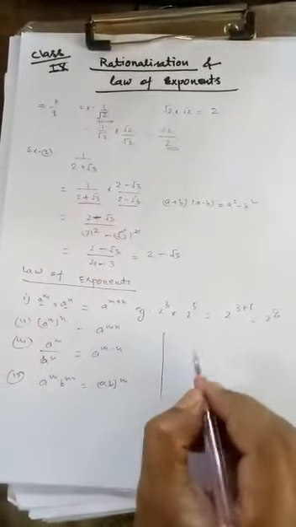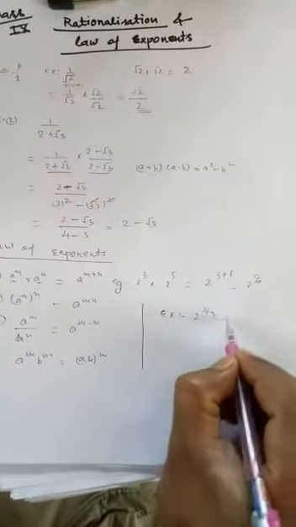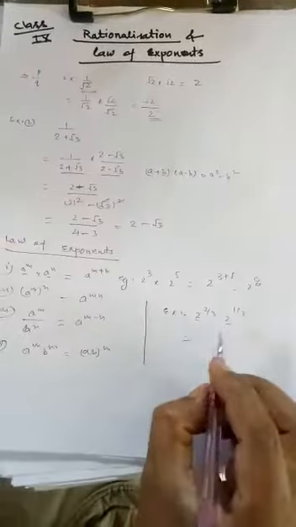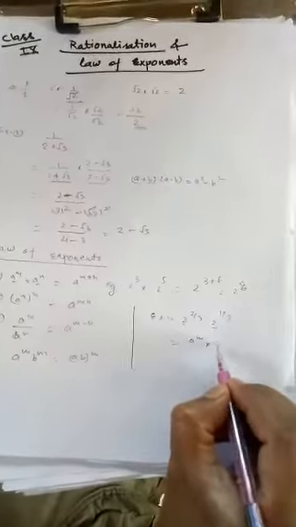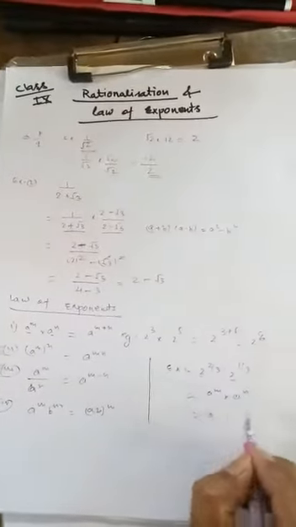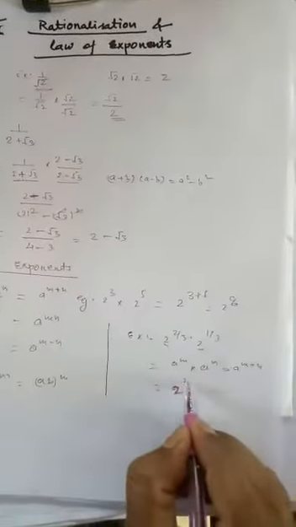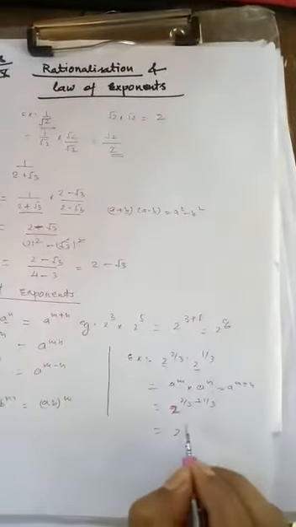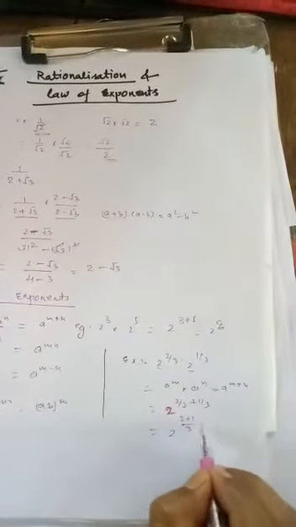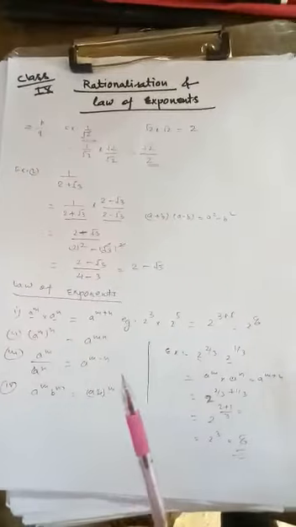For example, simplify 2 raised to 2 upon 3 into 2 raised to 1 upon 3. Now here the base is the same, so we can apply the formula a raised to m into a raised to n is a raised to m plus n. Here a is 2. So 2 raised to 2 upon 3 plus 1 upon 3. So we will have 2 raised to 3 upon 3, that is 2 raised to 1... 2 plus 1 is 3, so 2 raised to 3, that is 8, is our answer. So in this way we can calculate all the values.